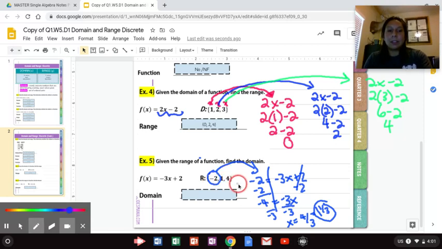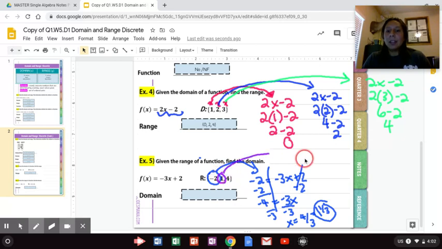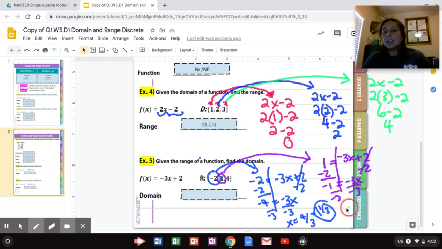Okay, let's work the next problem. What if my output was 1? If my output is 1, that means that it has to equal 1, and I'm going to use -3x plus 2. That's the equation. So take away 2, that's -1 equals -3x. Divide by -3. So x equals 3. Okay, there's my next input, 3.